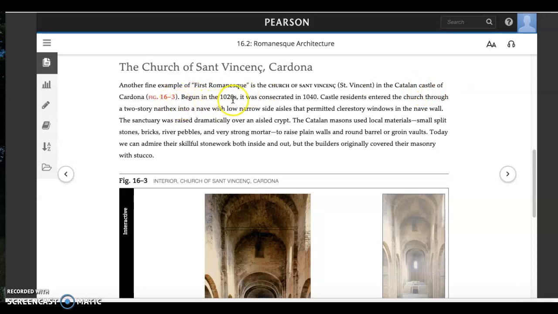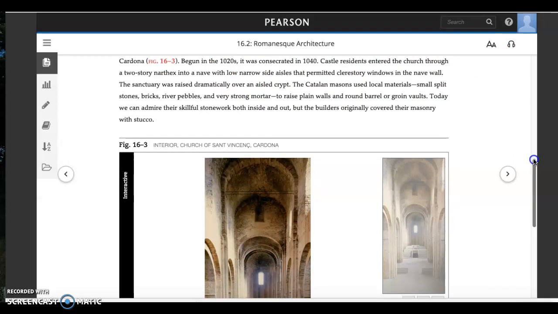So it was begun in the 1020s, this church, this stone masonry church. It was consecrated in 1040, which means it's ready to have its ceremony where it becomes sacred in 1040. So it took 20 years to build. And that's not surprising because look at the materials.